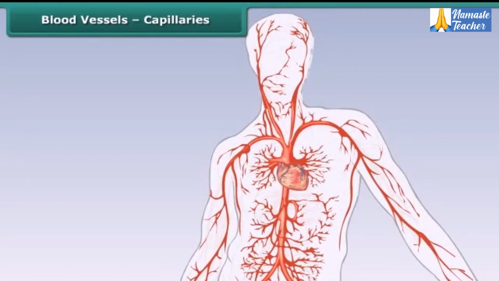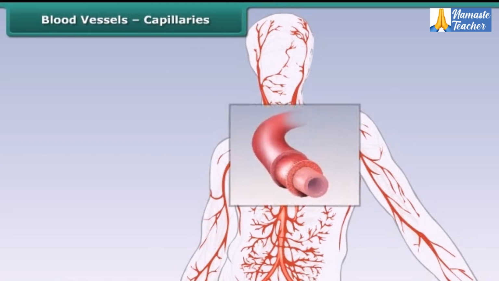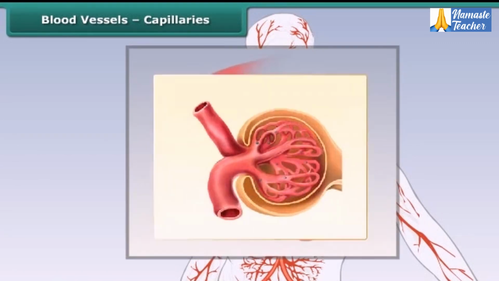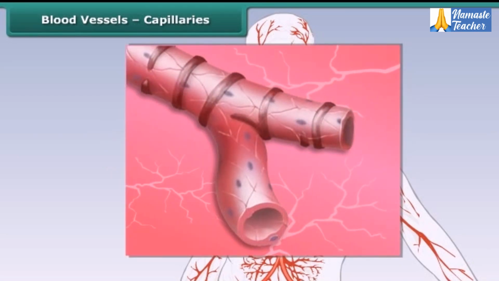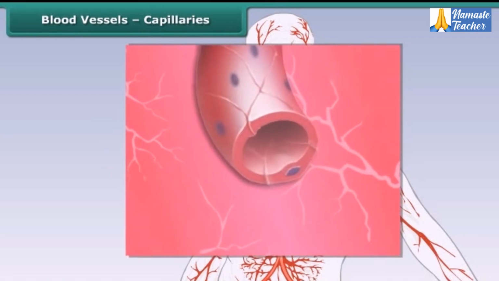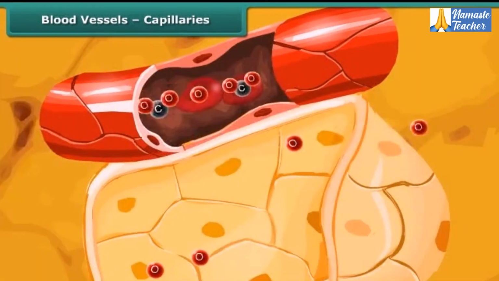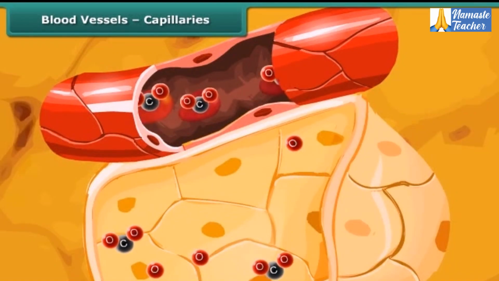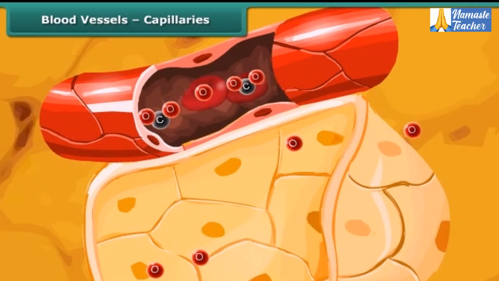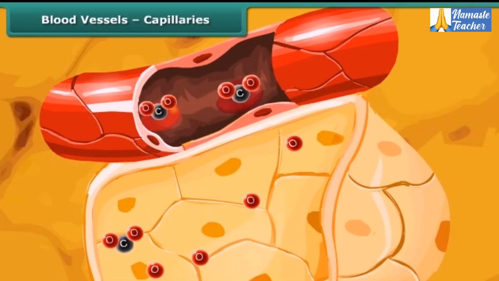Arteries branch into smaller blood vessels called arterioles, which further branch into capillaries. Capillaries are extremely thin blood vessels that are embedded in the tissues. They carry the oxygenated blood from the arteries to the tissues. The oxygen in the RBCs and the waste from the tissues are exchanged through the capillary walls.